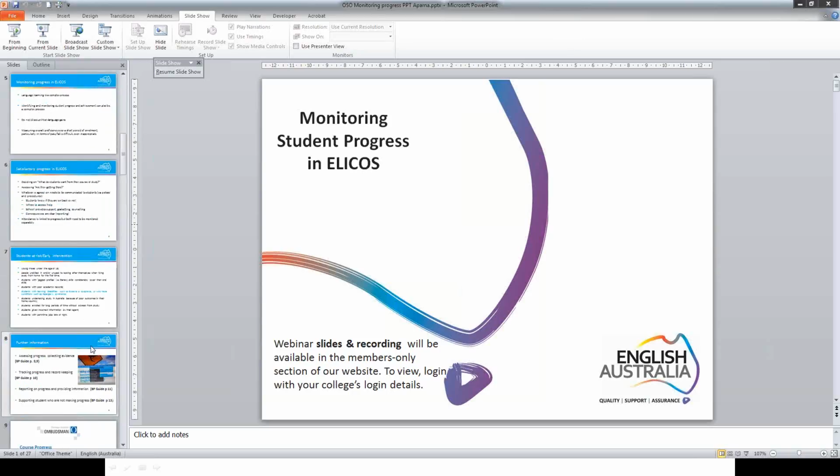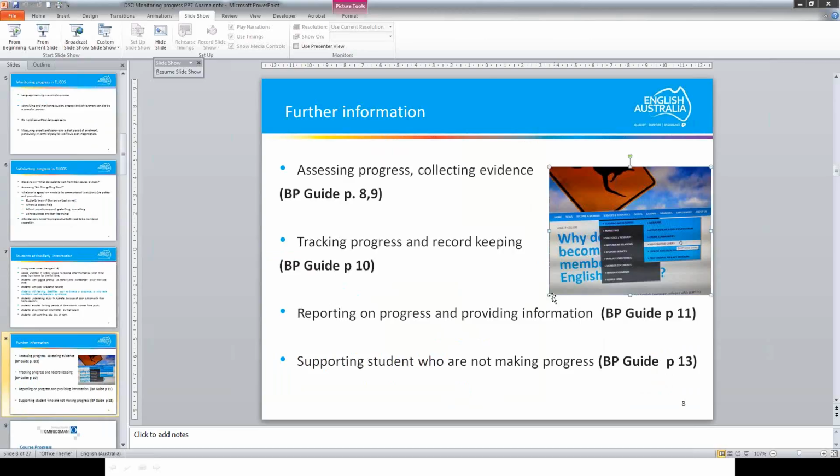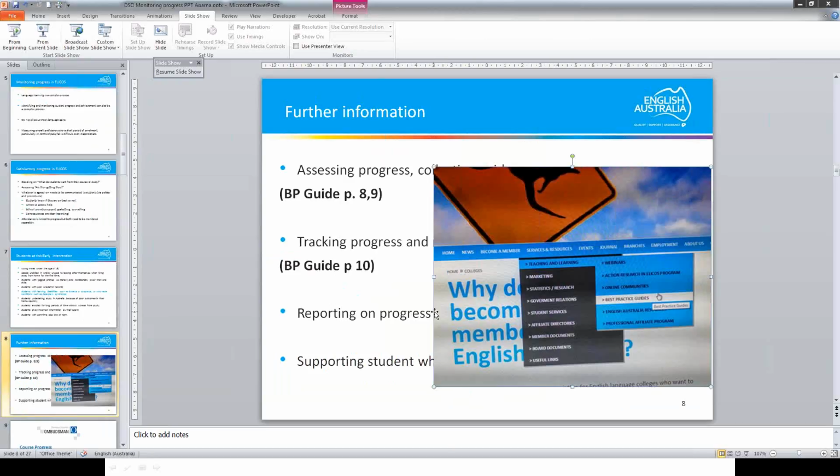Now, one of the things I wanted to show everybody, especially those who haven't been able to access the best practice guide, if you go onto our website, if you can still see my screen, please log in to the services and resources section, and under teaching and learning are the best practice guides. You do need to log in to access these because these are members only resources. Non-members can buy these guides for $180. If you've forgotten your login, please email us and I'll be happy to sort that out for you.